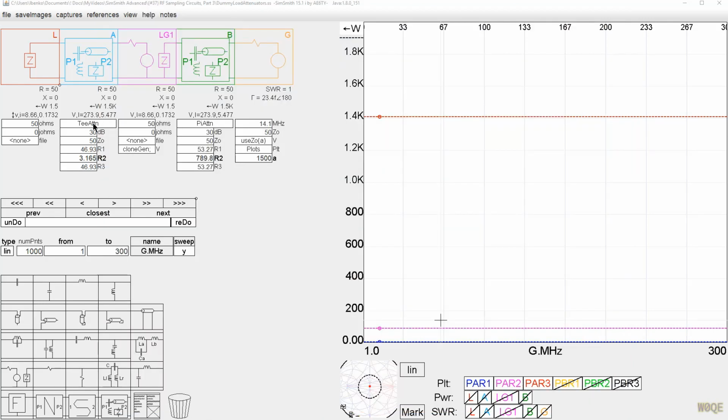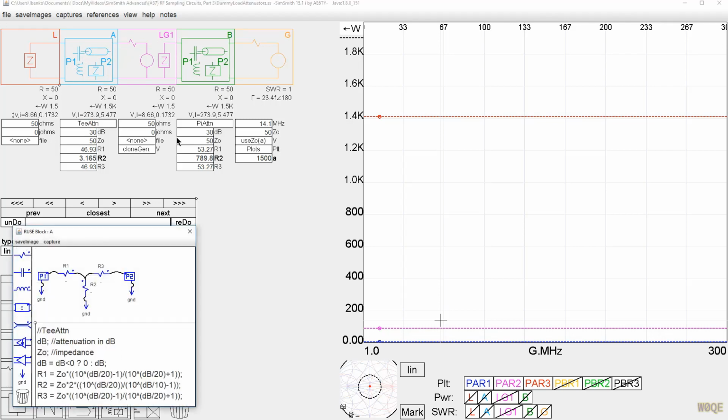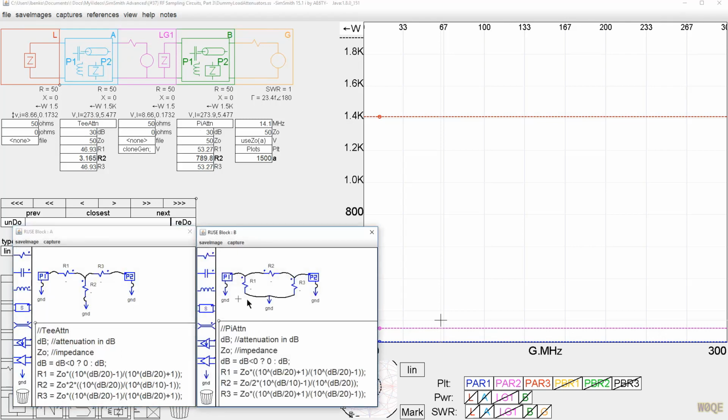And what I did in SimSmith here is I have a circuit where I basically replicated the generator and the load so that I can have 2 circuits side by side. One is a T attenuator, one is a pi attenuator. They're done in ruse blocks. I've shown this formula before. This formula comes from various websites and out of textbooks. But nevertheless, what you get here is an identical attenuation.